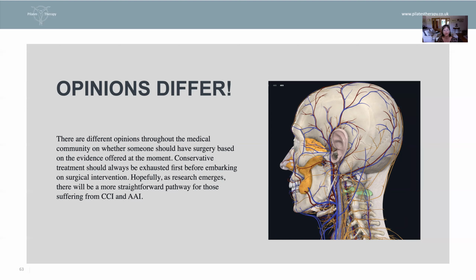Hopefully, there is a real interest in this, and there are more people researching it now. So there will be more research to find a more straightforward pathway for those who suffer from CCI and AAI.